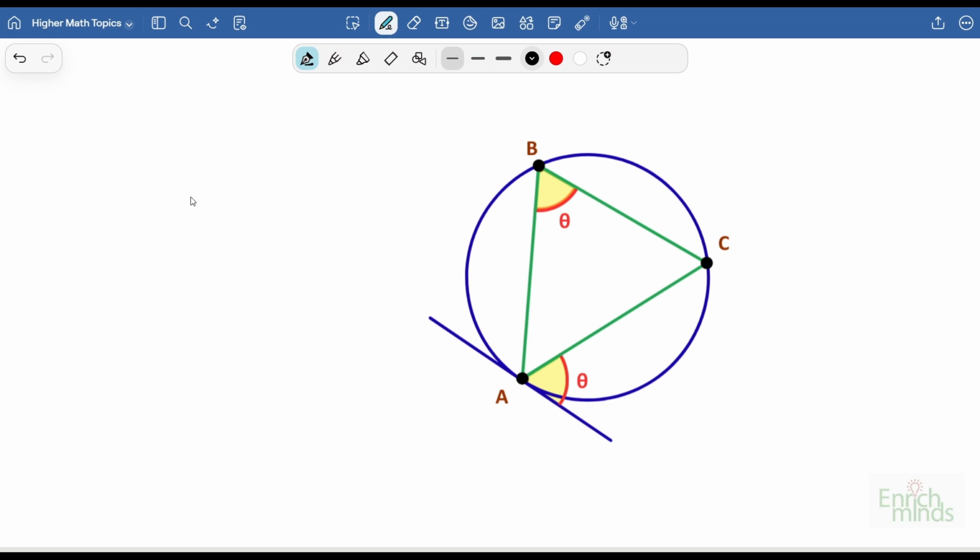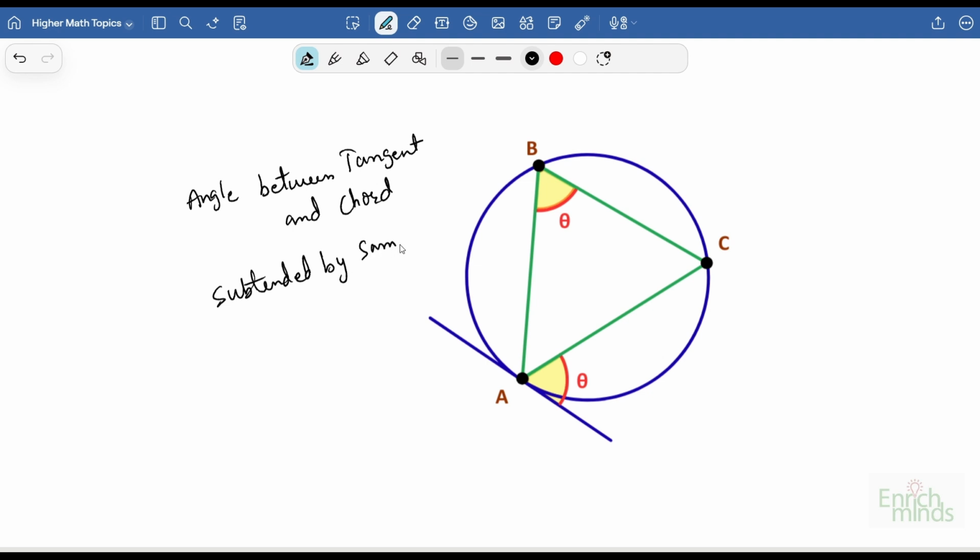So here we need to know the angle between the tangent and chord. That's the first thing. This angle is equal to the angle subtended by the same chord on the circumference. So this point should be on the circumference. Then this angle and this angle will be equal.